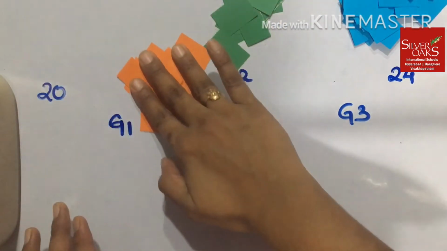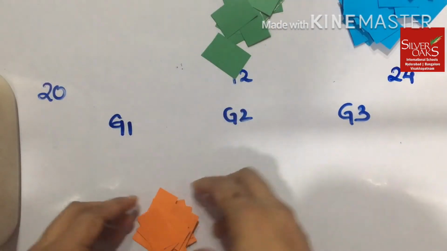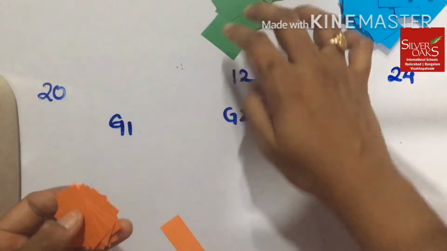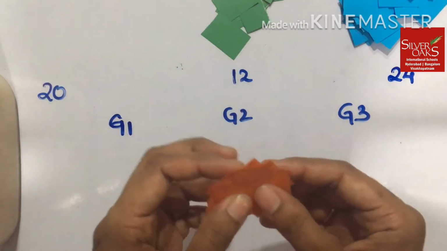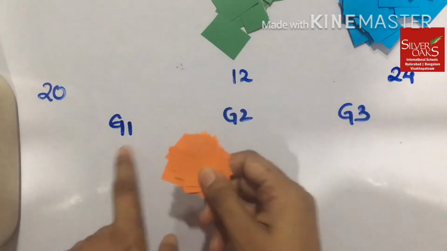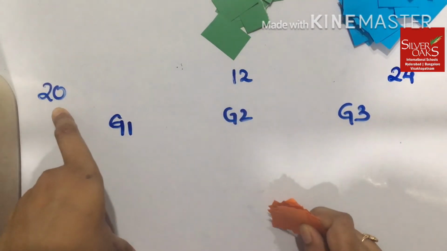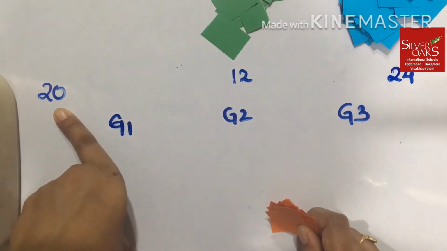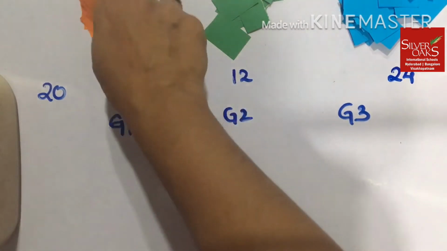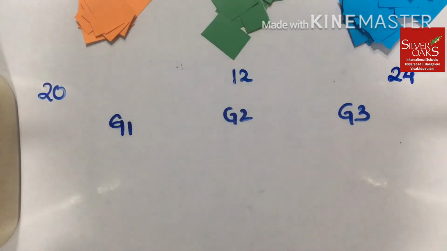So first let me pick my orange. Can I distribute it within 3 groups? Is it possible? Is 3 a factor of 20? No. So that means I cannot have 3 groups at all.